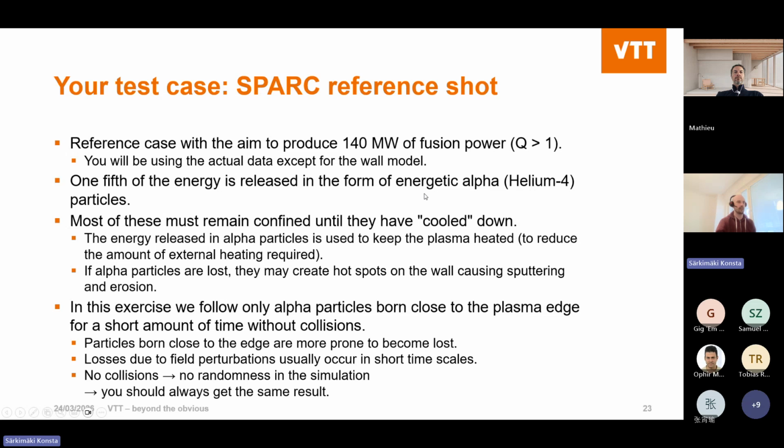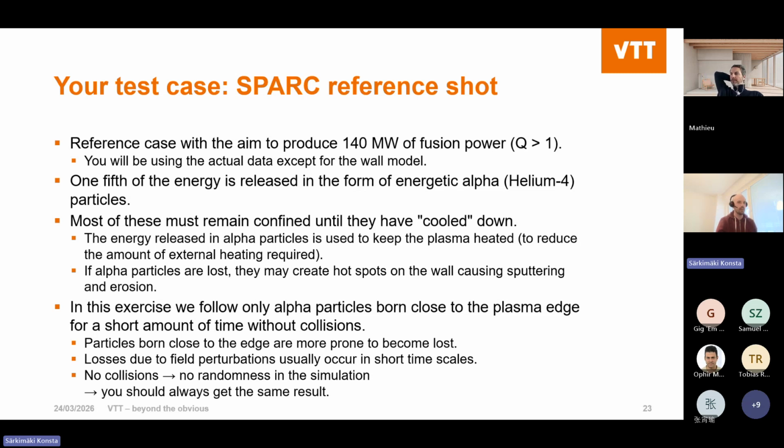And these helium ions have to be confined because, first of all, they are energetic, and then they collide with the background plasma, so they heat the plasma and keep it heated. This is important so that we don't have to rely completely on the external heating. The other reason is that if these energetic ions are lost, they might generate localized hotspots on the wall, which could cause damage or erosion, and we don't want that.